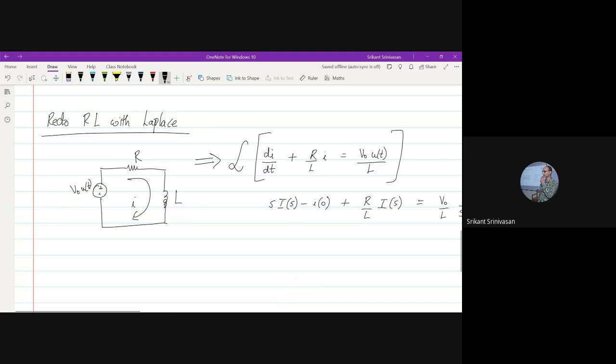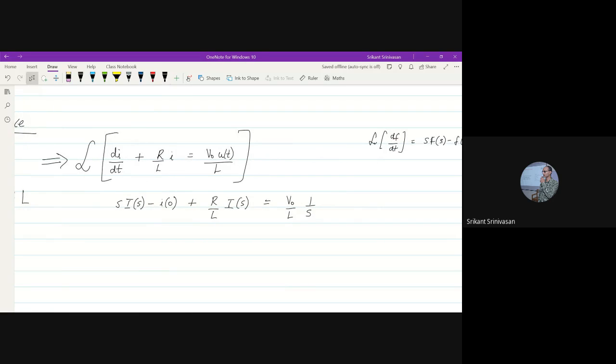I know from the initial condition that current cannot flow, so I can put this I naught term equal to 0. I don't need that. So I set this to 0. Then my equation becomes I of s into s plus R over L is equal to V naught into 1 over L s.